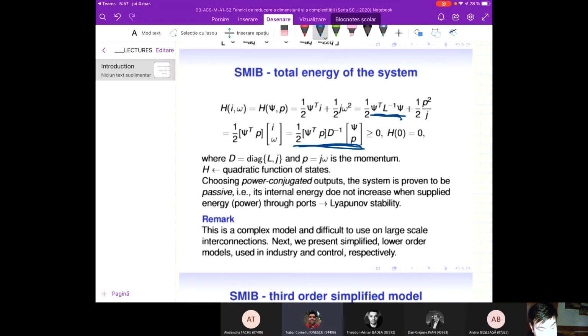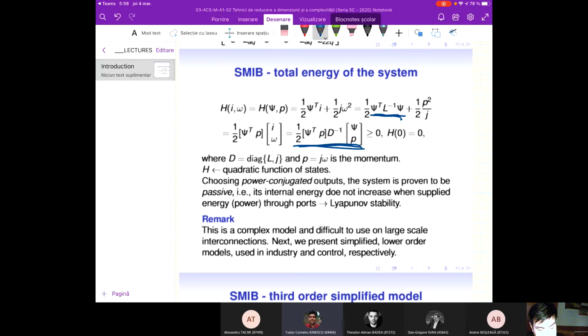P here is J omega, so this is the momentum of the rotor. The idea is that if you choose power conjugated outputs, meaning the product of the input and the output is power, that's why they are called power conjugated outputs. So if your inputs are voltages, your outputs are currents, and vice versa, the system can be proven to be passive.